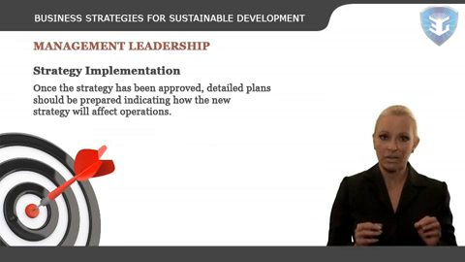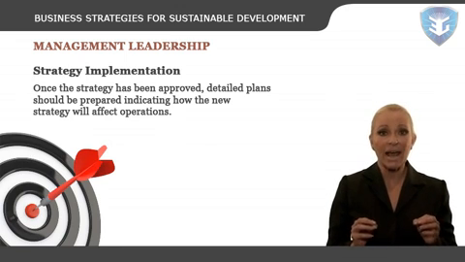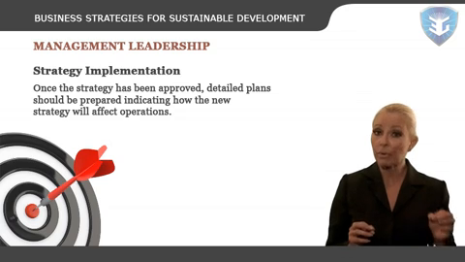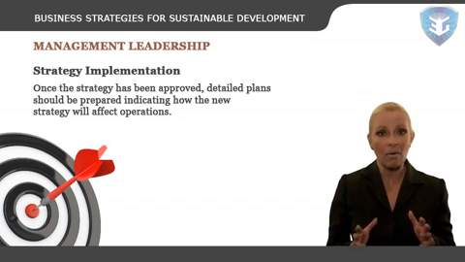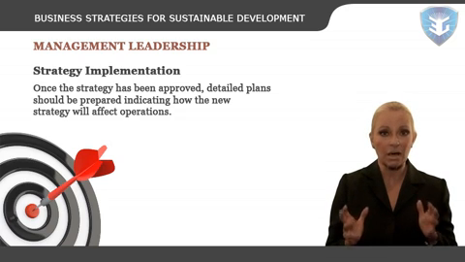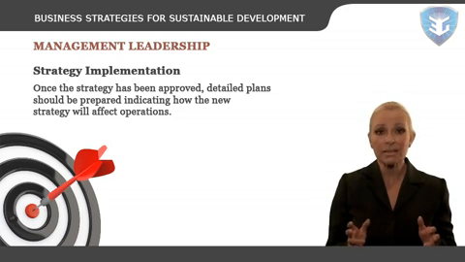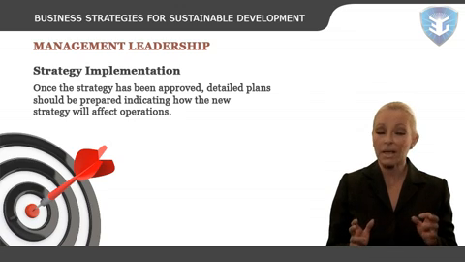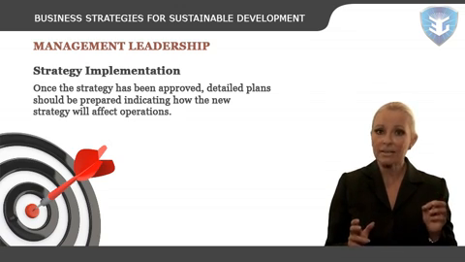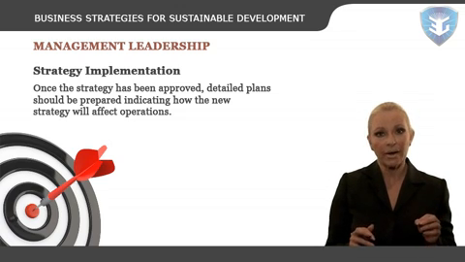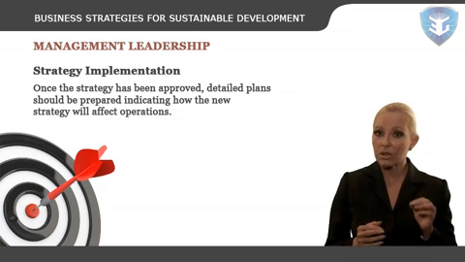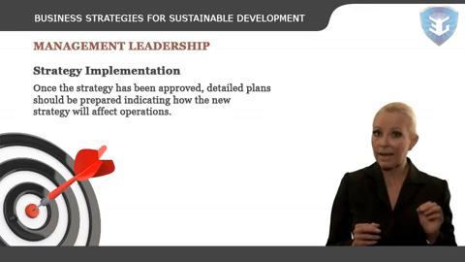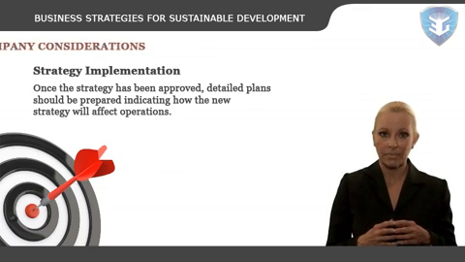Strategy implementation. Once the strategy and the general plan have been approved, detailed plans should be prepared indicating how the new strategy will affect operations, management systems, information systems, and reporting. These should set out measurable goals to be achieved in each area and explain how progress will be monitored. They should also specify spending and training requirements.